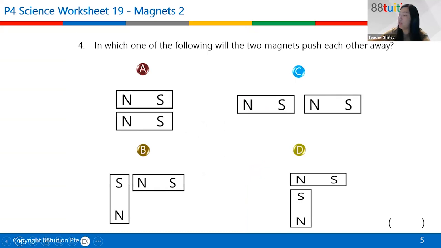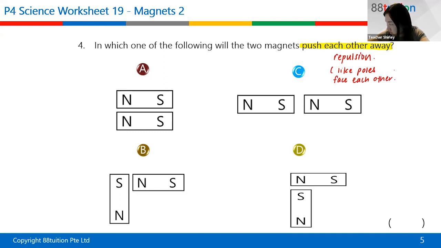Now let's move on to question 4. In which of the following will the two magnets push each other away? Now, when we talk about pushing each other away, it's basically a repulsion. So they're basically repelling each other. So if it's a repulsion, it means that the like poles are facing each other. Okay, so the like poles face each other. In which of these scenarios do we have the like poles facing each other?